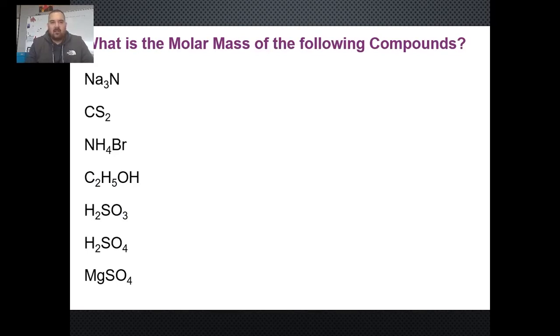So we got sodium nitride. First thing we're going to do on our page is write out the formula. We got Na3N. Then we write out all the elements in the compound. So this has sodium and this has nitrogen. Then we write in how many of each we have. So sodium, we got 3 of them. Nitrogen, we have 1 of them. Next, we bring in the molar masses. So sodium has a molar mass of 23. Nitrogen has a molar mass of 14.